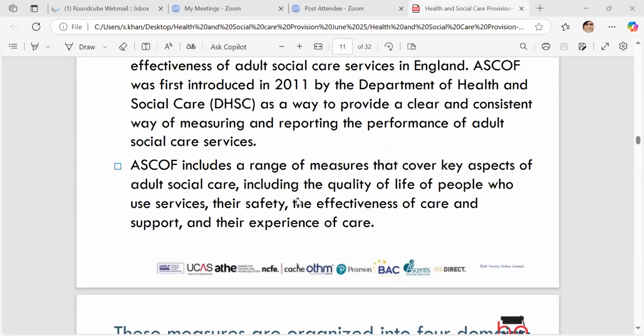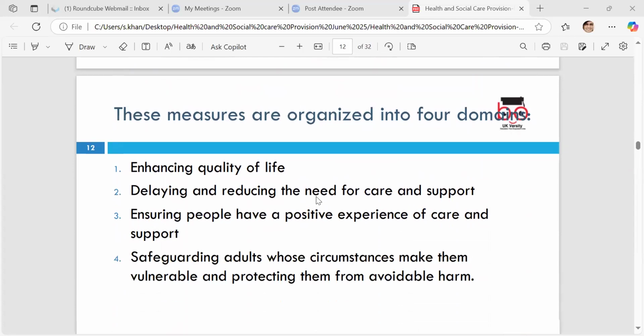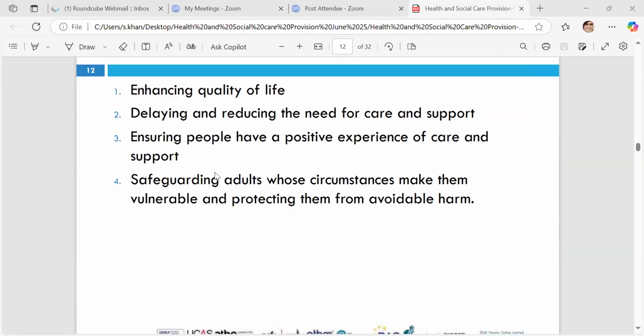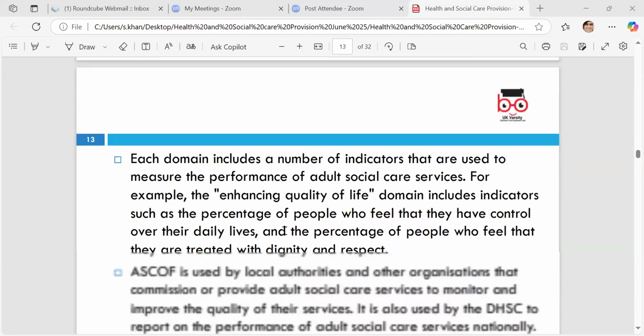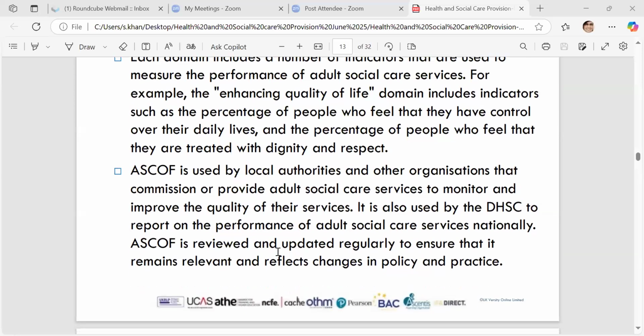It's mainly important because it looks at the effectiveness of care and support that is provided. So these measures are organized in four domains: firstly enhancing quality of life, secondly delaying and reducing the need for care and support, thirdly ensuring people have a positive experience of care and support, and fourthly safeguarding adults whose circumstances make them vulnerable and protecting them from avoidable harm. Each of those domains includes indicators that are used to measure the performance of adult social care. For example, enhancing the quality of life, making sure that everything is in place, making sure that people have control over their daily life. ASCOF is used by local authorities to monitor and improve the quality of life.